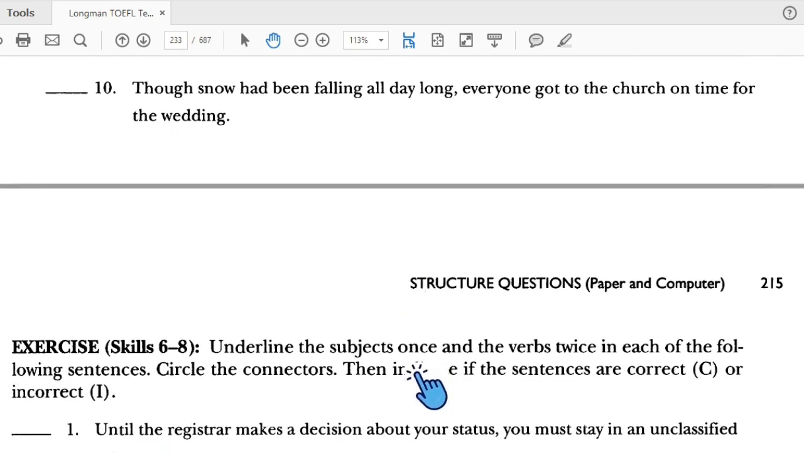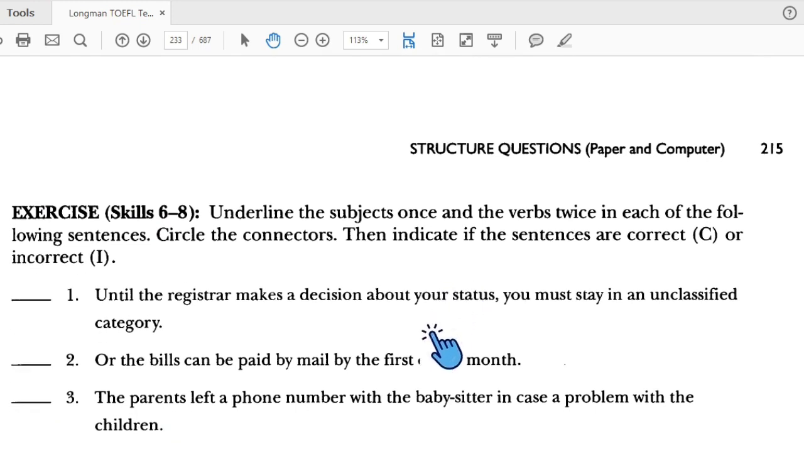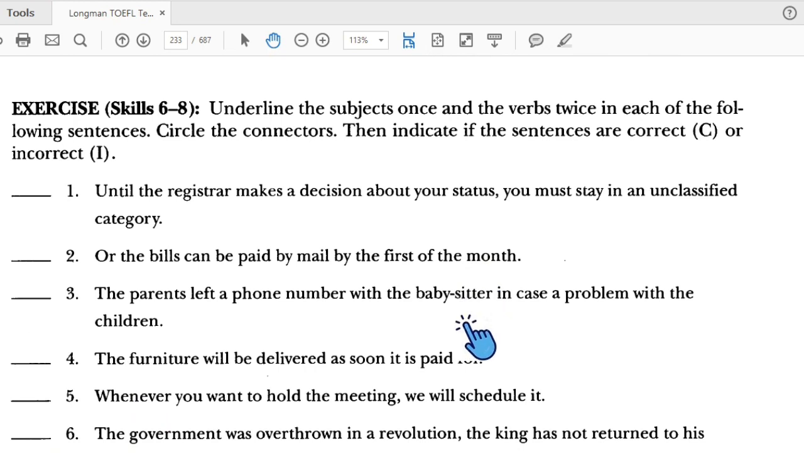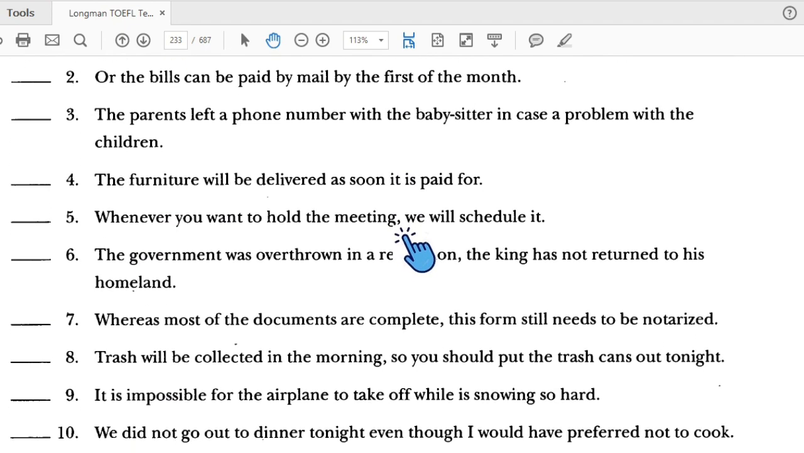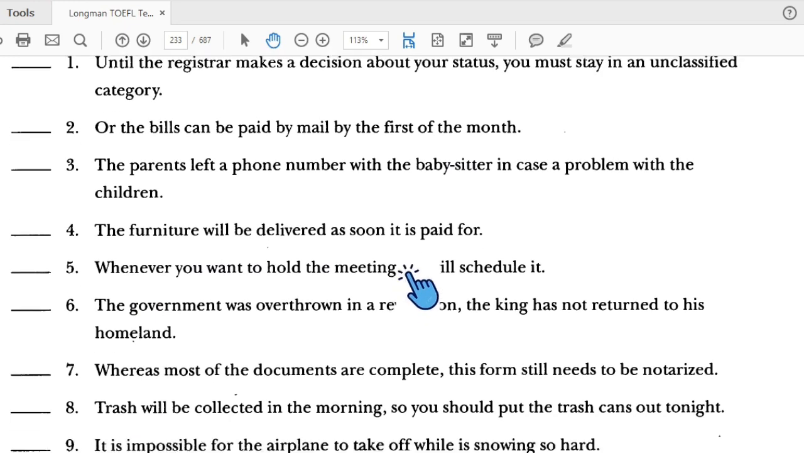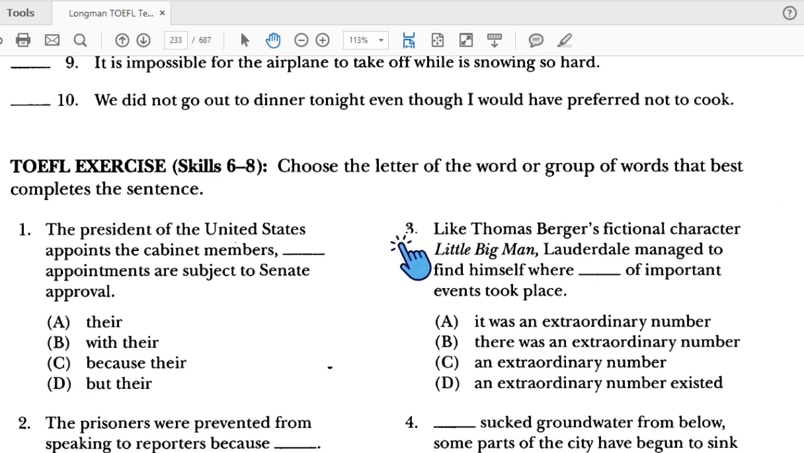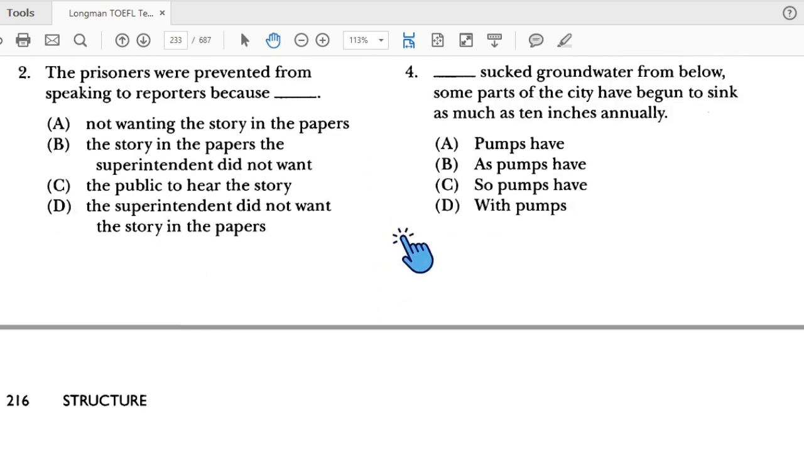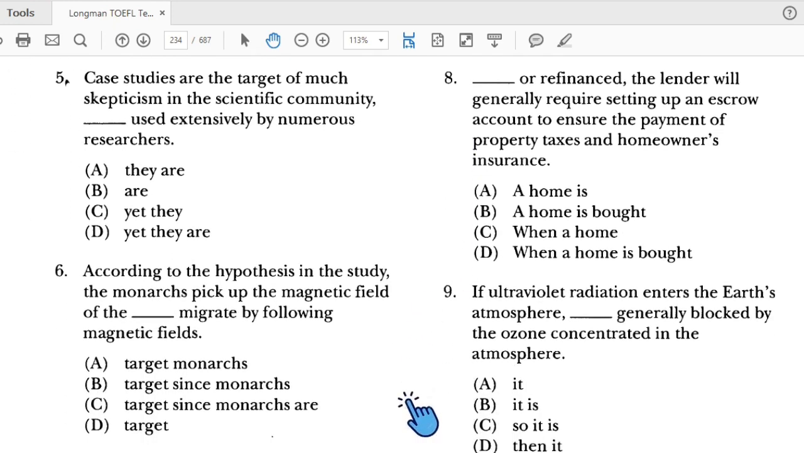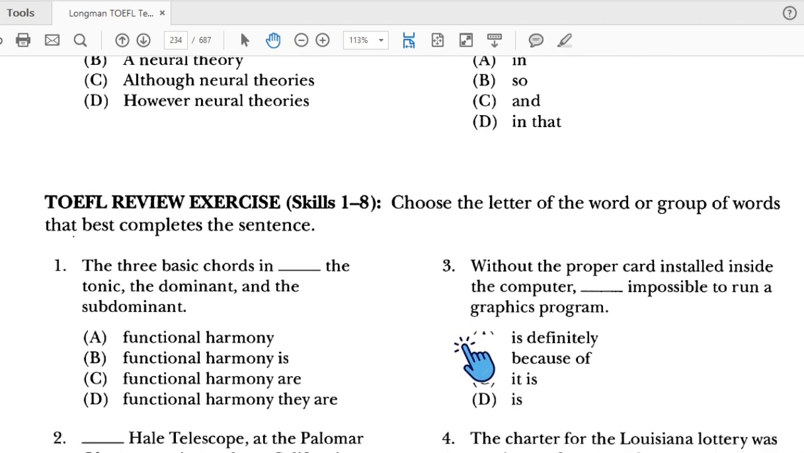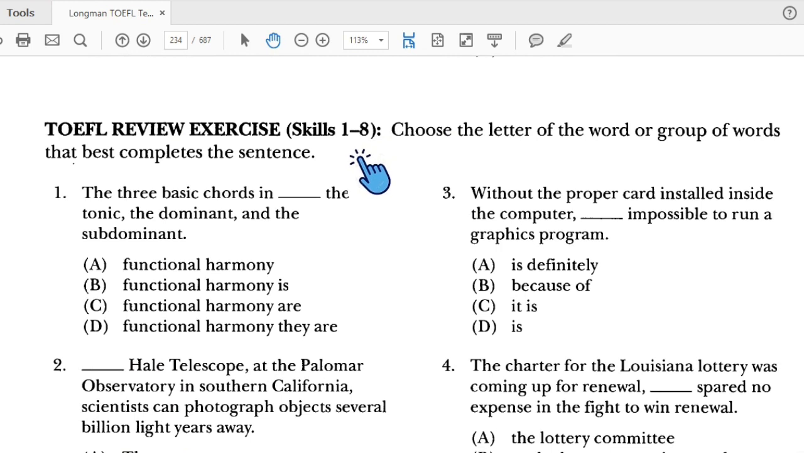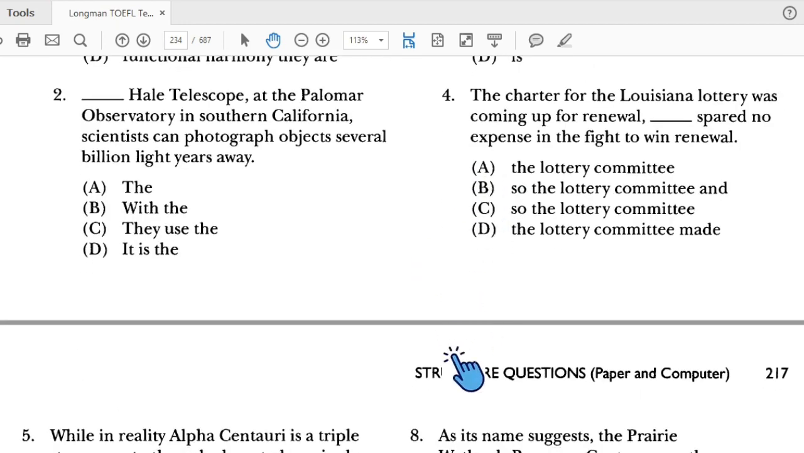Well guys, after this you may do exercises on page 215, skill 9, exercises 6 until 8. Okay, there are 10 items here to do at home. Don't look at the answers. And exercise 6 and 10 is until 20. Try to do it at home. And then the last is the TOEFL review, exercises 1 until 6, because we have learned skills 1 until 6, so that you may do it at home.